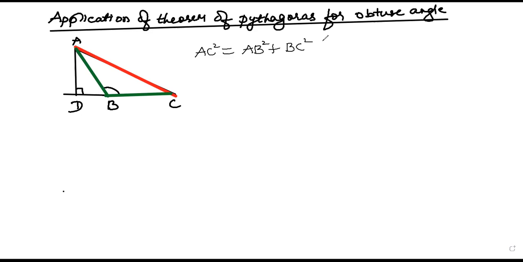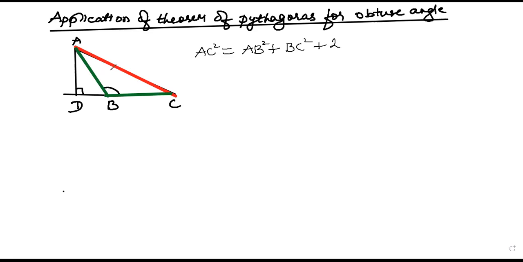Are you getting me here? Got it? Just like Pythagoras theorem, the square of the side opposite to the right angle is the sum of the squares of the two sides containing the right angle. Just like that, AC square equals AB square plus BC square. But because of the obtuse angle, something extra will come here. Plus, listen here, plus twice the product of the segment. Which segments, I'll tell you.